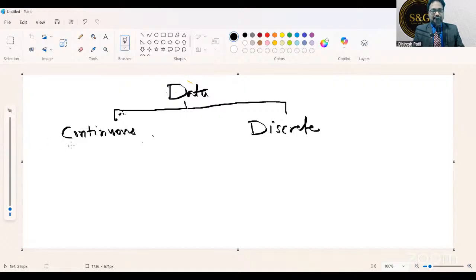So let me write here: when it is measured, and when it is counted.